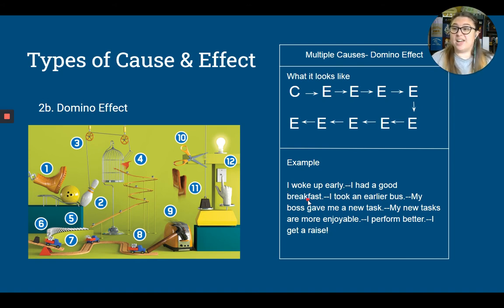Because I woke up early, I had time to have a good breakfast. Because I had a good breakfast and I was on time, I took an earlier bus than I normally do. Because I took an earlier bus and I was there early, my boss gave me a new task at work.